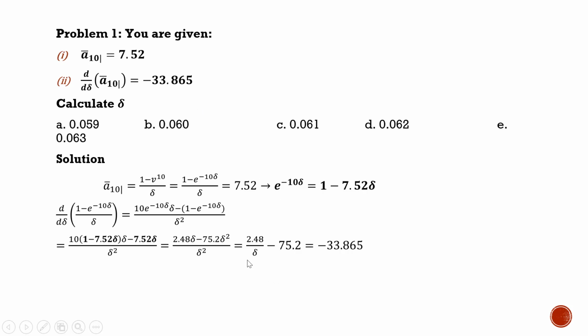So this is a very easy equation, right? So we solve for delta. So delta is 0.0599. So we round it up to 0.0600. So the answer is B.